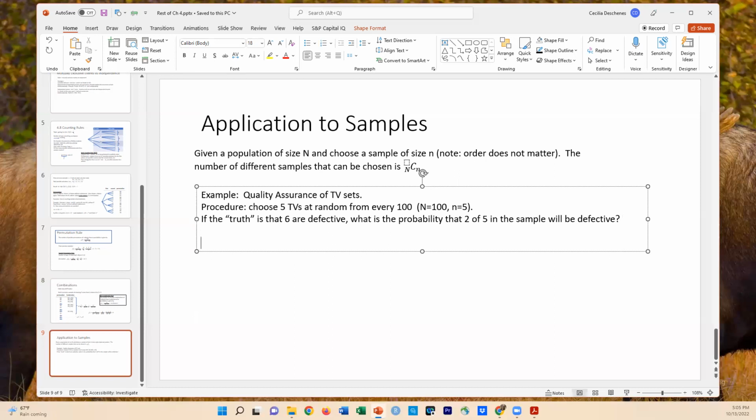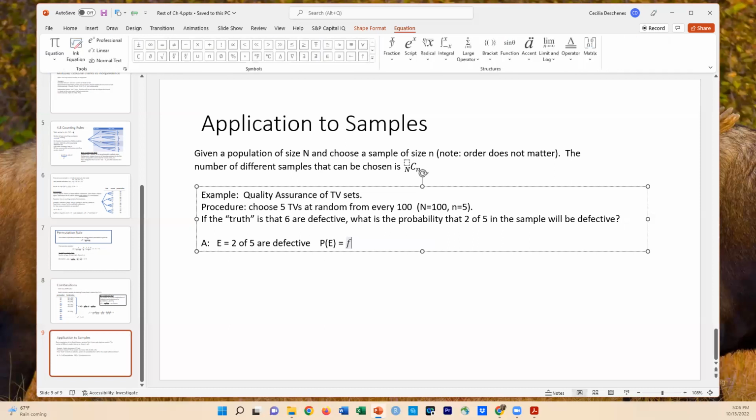Okay, so let's set this up. Let's define the event as being 2 of 5 are defective. Right? And we're going to say then that the probability of this event is going to equal, we're going to do the F over N rule.